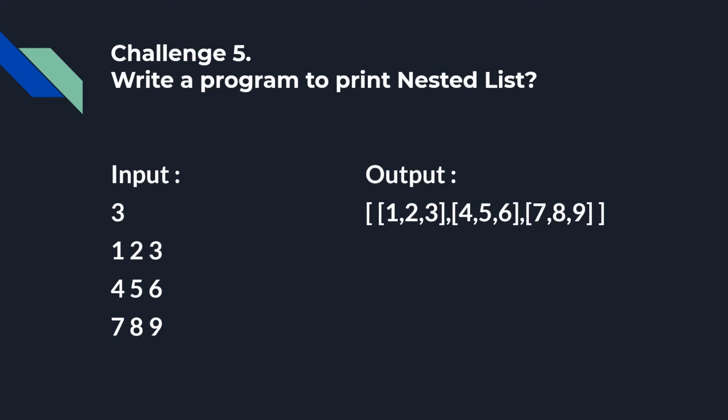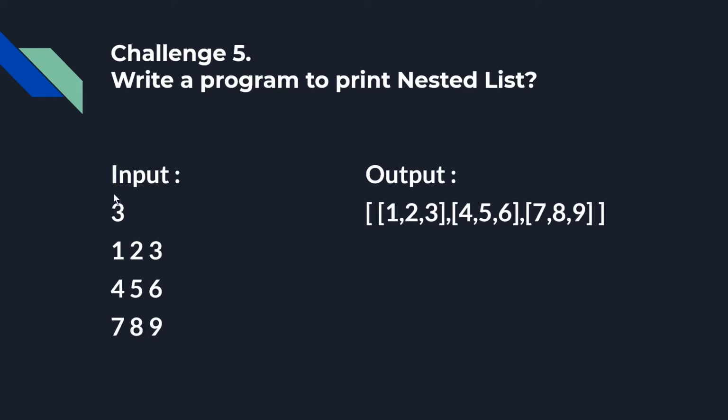Challenge 5. Write a program to print a nested list. So they have given input n is equal to 3, and the number of rows should be 3. 1, 2, 3, and the number of elements also should be equal to 3. So 1, 2, 3 are the 3 elements, 4, 5, 6, 3 elements, 7, 8, 9, 3 elements.